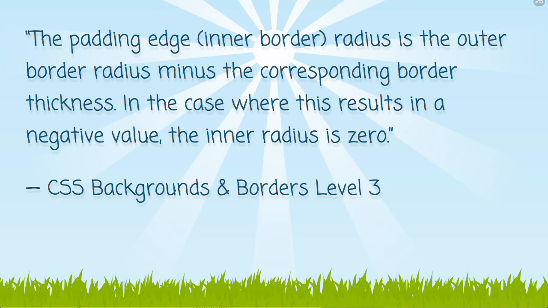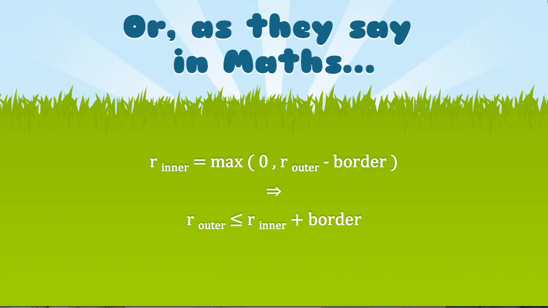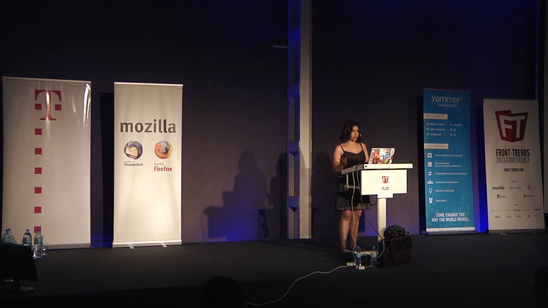In the spec, this is phrased as: the padding edge inner border radius is the outer border radius minus the corresponding border thickness. In the case where this results in a negative value, the inner radius is 0. And here it is in maths, if that's easier to understand. But basically, in simple English, it's what I said. The inner radius is the outer radius minus the border.